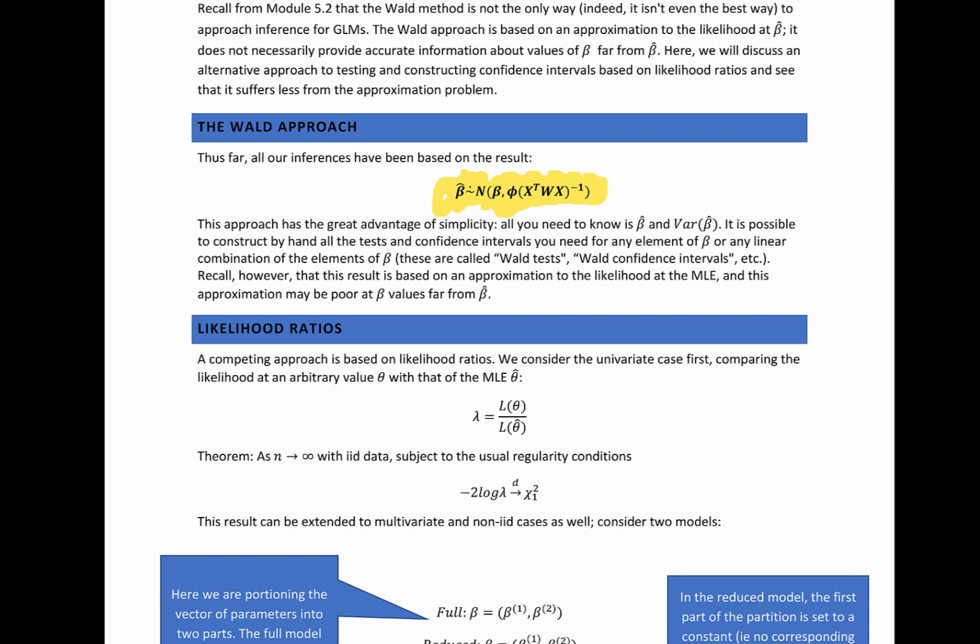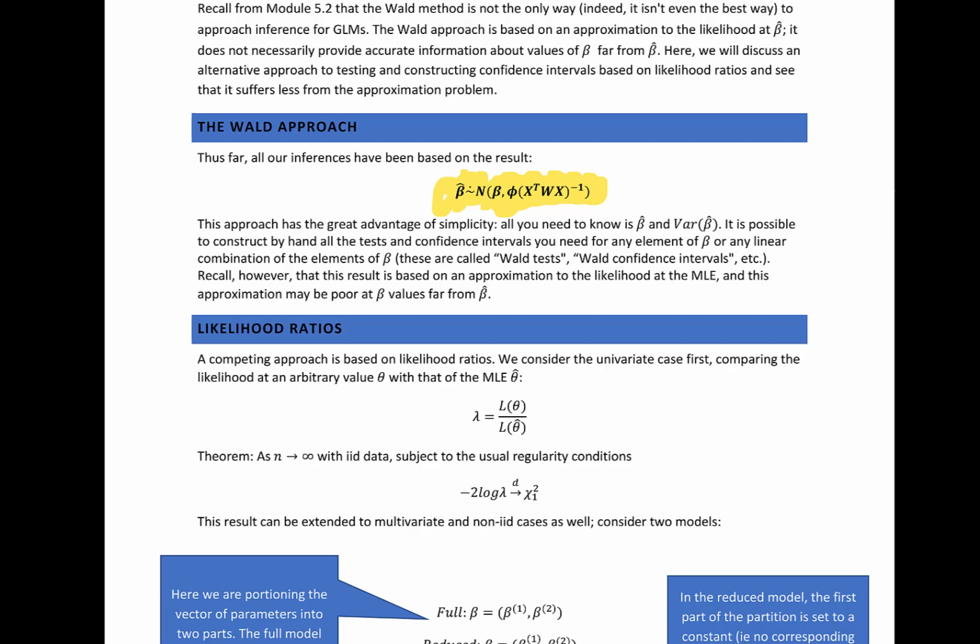So the Wald approach has the great advantage of simplicity. Basically all you need to know is the estimate beta hat and its variance. And it's possible to construct by hand all the tests and confidence intervals you need for any element of beta or any linear combination of the elements of beta. So these are called Wald tests or Wald confidence intervals, etc. Recall, however, that this result is based on an approximation to the likelihood at the MLE, and the approximation may be poor at values far away from beta hat.